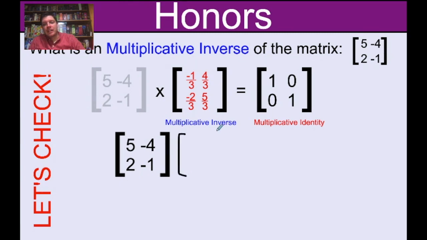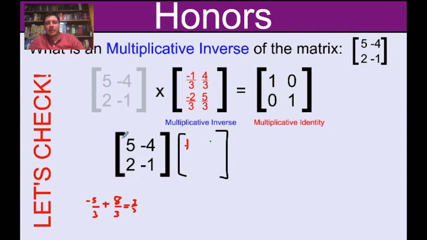So let me set up my answer right here. Just like we did before, to find this number, you could use your calculator if you need. I just have lots of practice. 5 times negative 1/3 is negative 5/3, plus negative 4 times negative 2/3 is going to be a positive 8/3. Add these together, and you're going to get 3/3, which simplifies to be a 1.